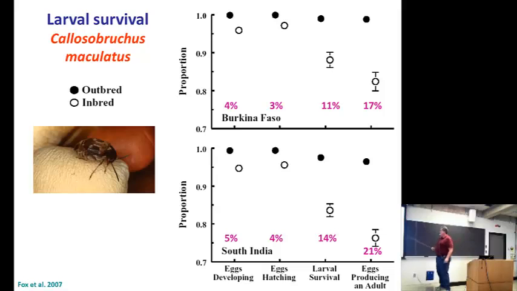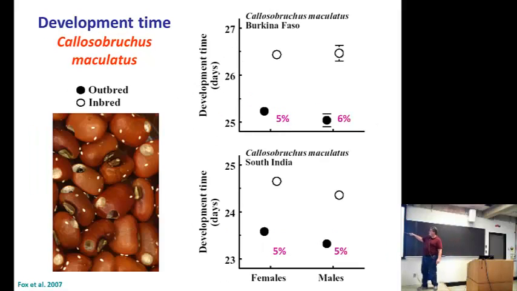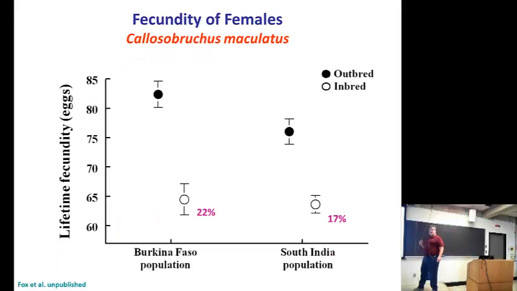So, a fair bit of inbreeding depression in survival. If the beetles survive to adult, inbreds take about 5% longer to reach adult than do outbreds. This is development time. So inbreds take longer to reach adult than outbreds in both sexes, both males and females, again, two populations. If females reach adult, they have about a 20% reduction in fecundity if they're inbred relative to outbred.